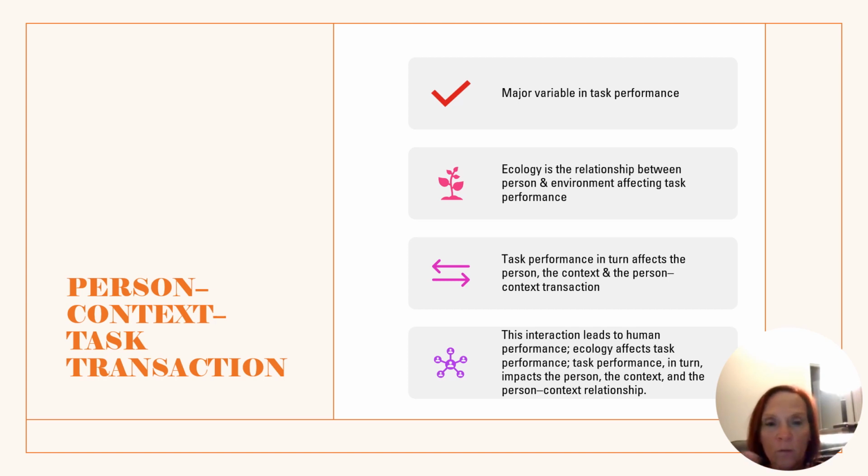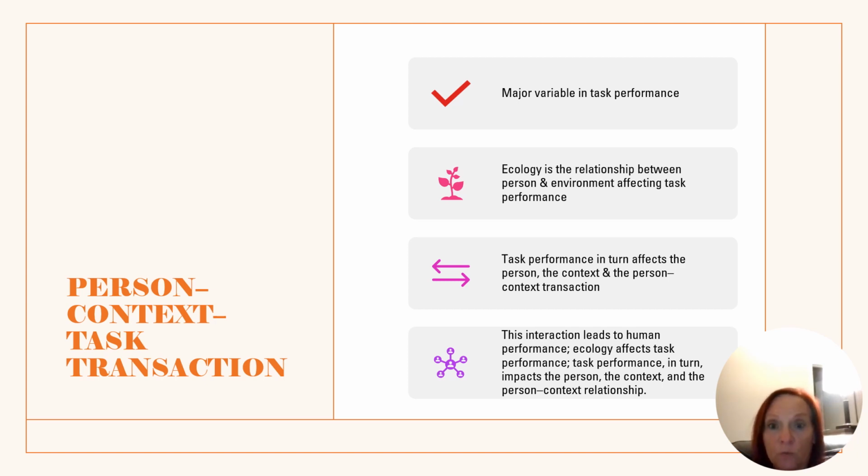You may even have to draw it out. Sometimes I have to draw things out so that it makes sense to me. But I'm going to read it one more time. The interaction leads to human performance. So this interaction between these three things, the person, the context, and the tasks transactions, leads to human performance.